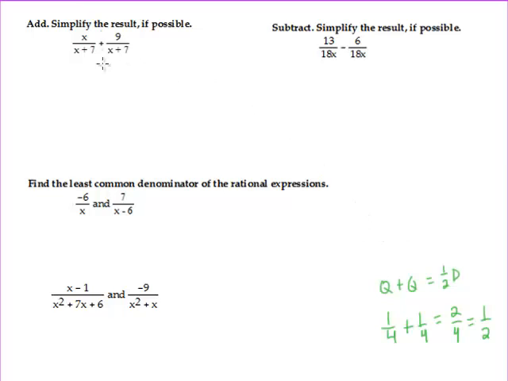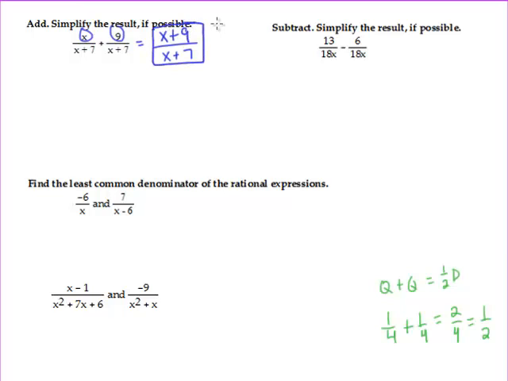On these, we're adding and simplifying if possible. So our denominators are already the same, which means our denominator for this next step is x plus 7. And then on top, we need to simply add these together. What is x plus 9? Well, it is x plus 9.